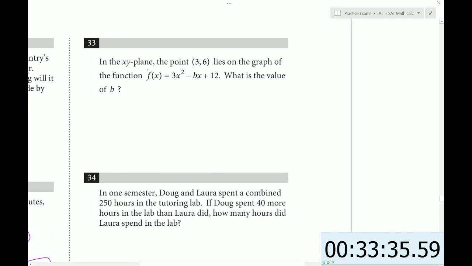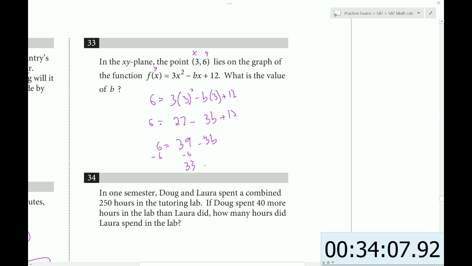In the xy plane, the point (3, 6) lies on the graph of this function. What is the value of b? So we can plug in, remember this is x and y. So 6 equals 3 times 3 squared minus b times 3 plus 12. And 3 squared is 9 times 3 is 27 minus 3b plus 12. Okay, 27 plus 12 is 39. And then we subtract 6 to get 33 and add the 3b to the other side, and then b is equal to 11.